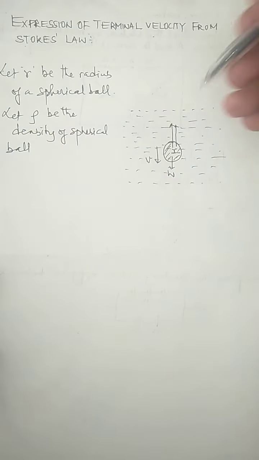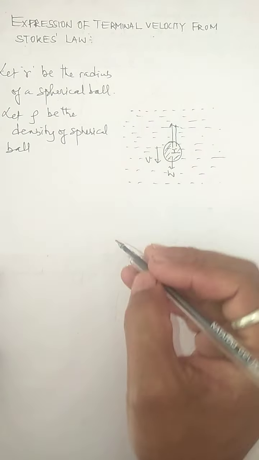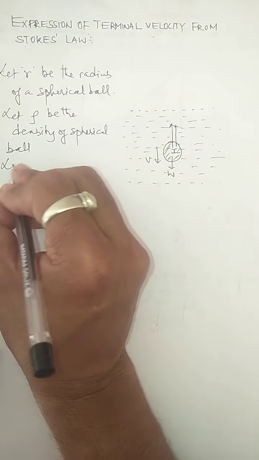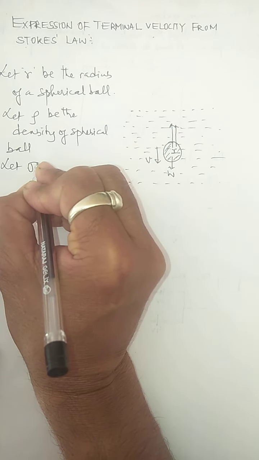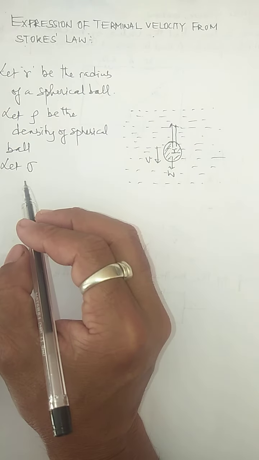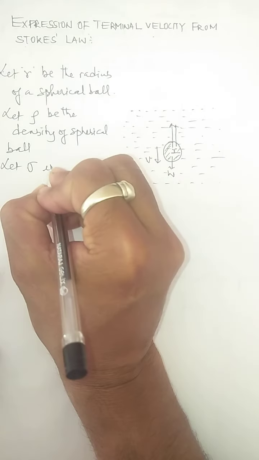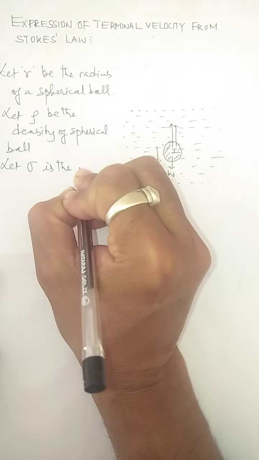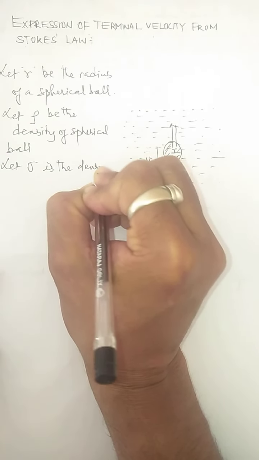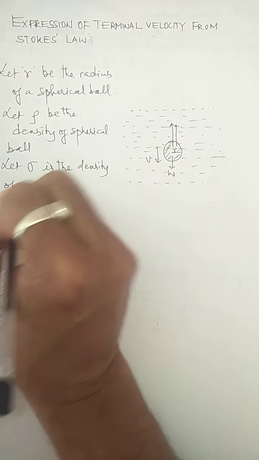This spherical ball having density rho is falling in a liquid, and the liquid also has a density, which I consider as sigma. So the symbol I am using here, children, is called sigma. Sigma is the density of the liquid.